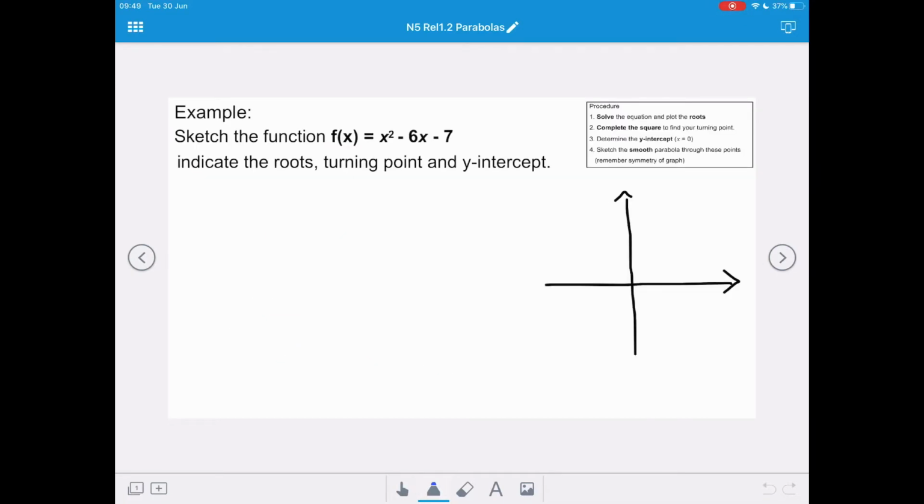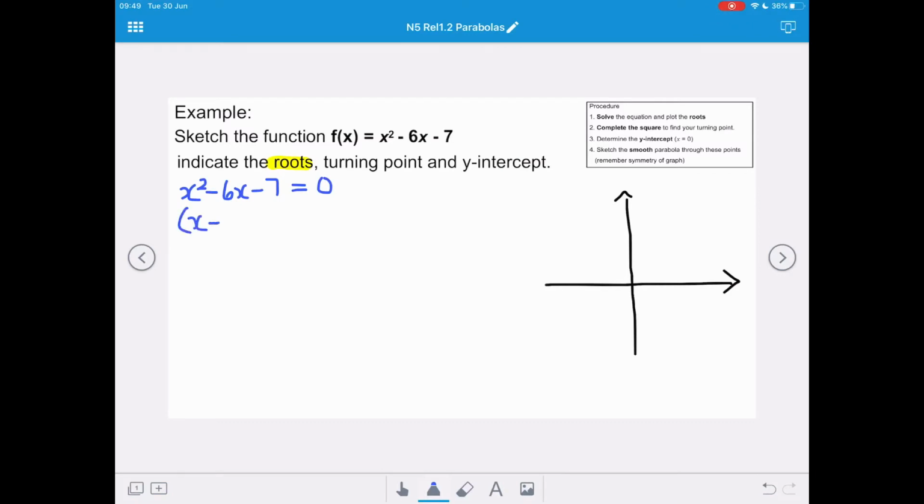So we want to sketch the function f of x equals x squared minus 6x minus 7. We want to indicate the roots, the turning point, and the y-intercept. So the first thing we want to do is solve the equation and plot the roots. And we do this by equating our function to 0.